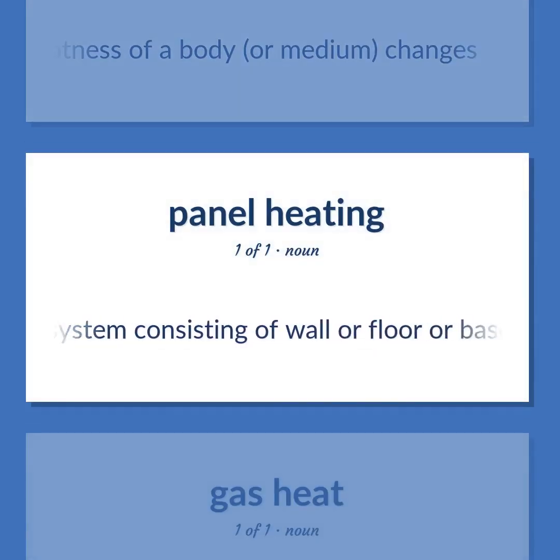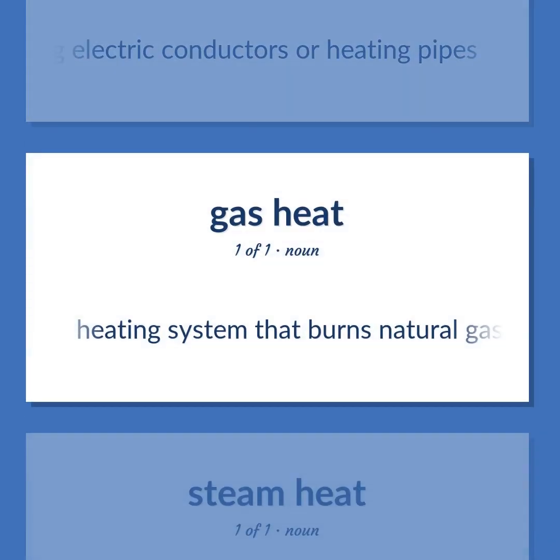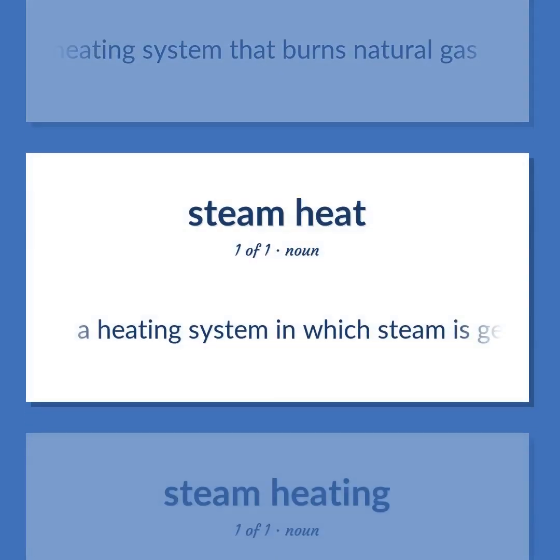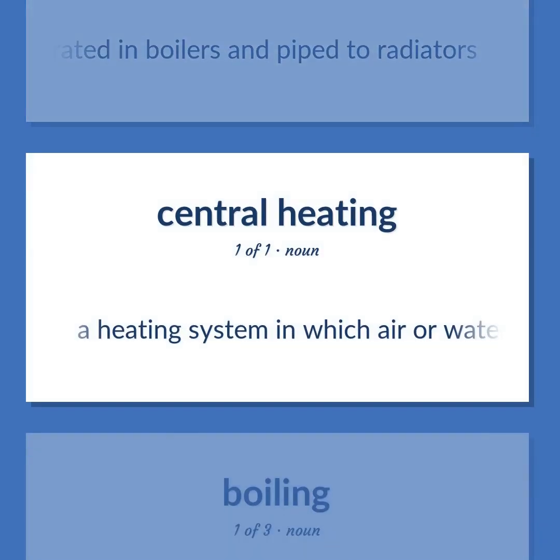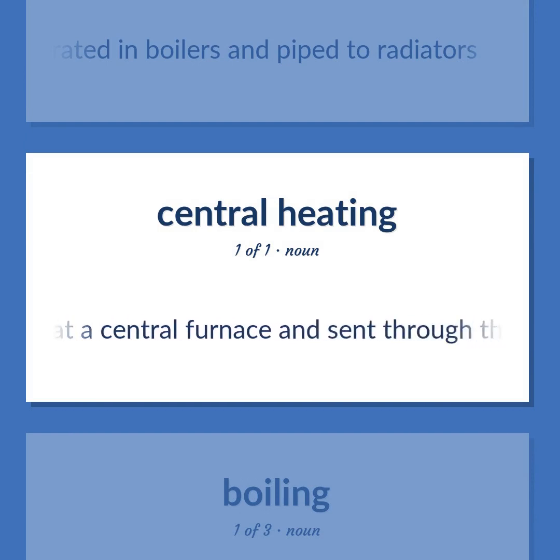Heating system consisting of wall or floor or baseboard or ceiling panels containing electric conductors or heating pipes. Heating system that burns natural gas. A heating system in which steam is generated in boilers and piped to radiators. A heating system in which air or water is heated at a central furnace and sent through the building via vents or pipes and radiators.